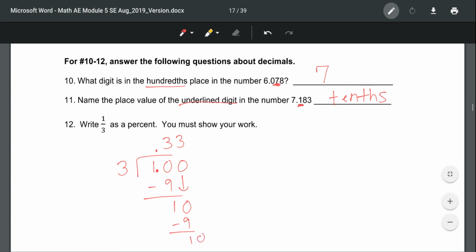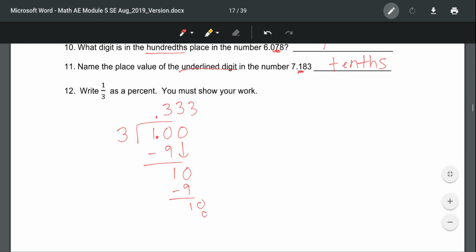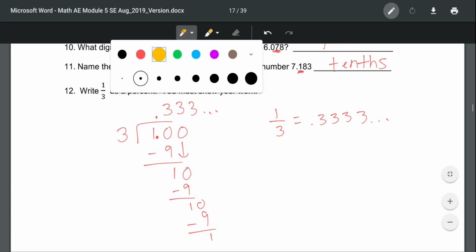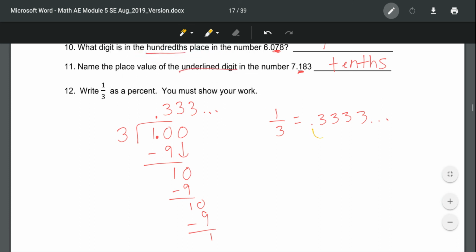Add a 0, bring it down. 3 goes into 10 3 times. And notice how the 3 is just going to keep repeating. So 0.3 repeating. So 1/3 is 0.3 repeating. So it's going to keep going. To convert that into a percent, you want to move the decimal 2 places to the right. So you're going to get 33.3 repeating percent.